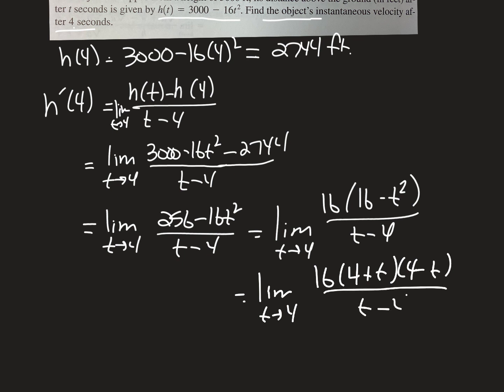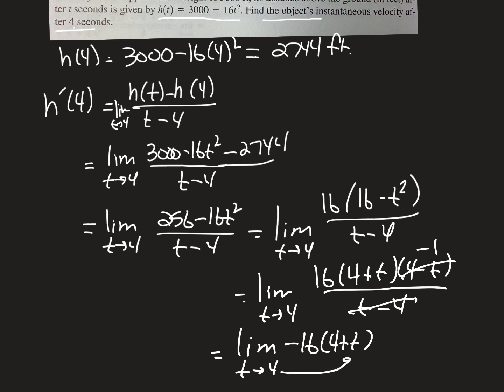over t minus 4. And one thing about this is I can cancel the t minus 4 and 4 minus t because they are opposites, but because they're opposites, they cancel not to positive 1, but to negative 1. So my limit as t approaches 4 boils down to negative 16 times 4 plus t. And because that's a polynomial, I can direct substitute the 4 in there and make it negative 16 times 8. Everybody knows that is negative 128.